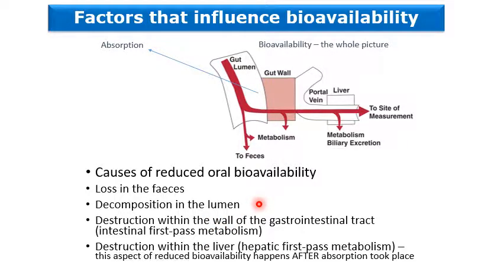Also, some of the drug might be lost by the action of metabolic enzymes within the liver. This effect is called hepatic first-pass metabolism. In general, the term first-pass metabolism includes the metabolic activity or destruction of the drug within the gastrointestinal tract, and also the metabolism of the drug within the liver. Hepatic first-pass metabolism only includes the metabolic activity of the liver.